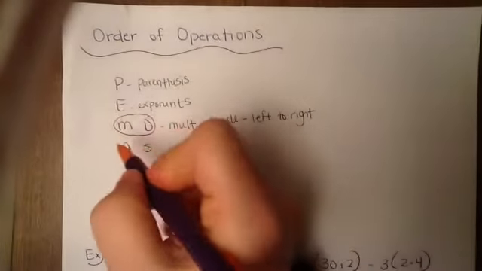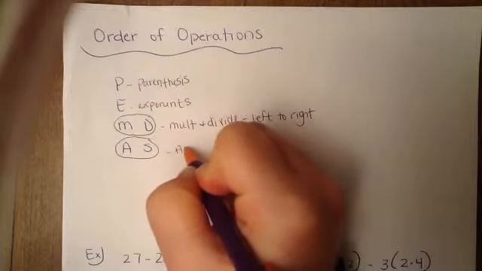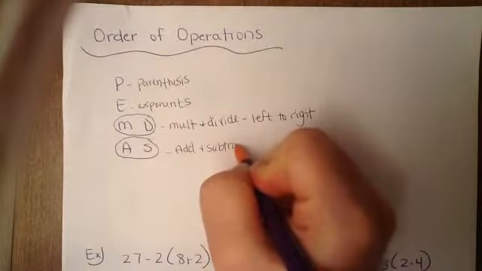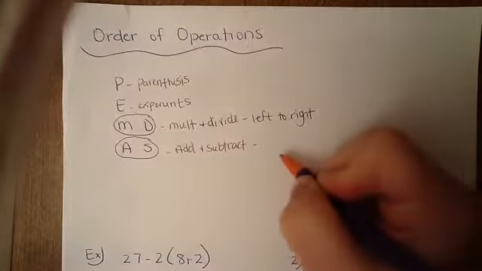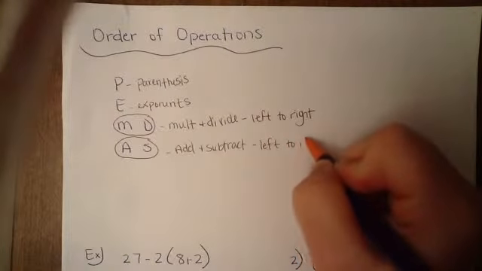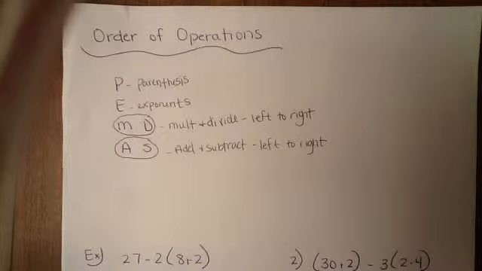Lastly, the last two operations that would be left, add and subtract. And again, those work left to right. So it is possible to subtract before you add. Okay? You must work left to right and follow the order. So this is a set of rules we must follow when solving a problem.